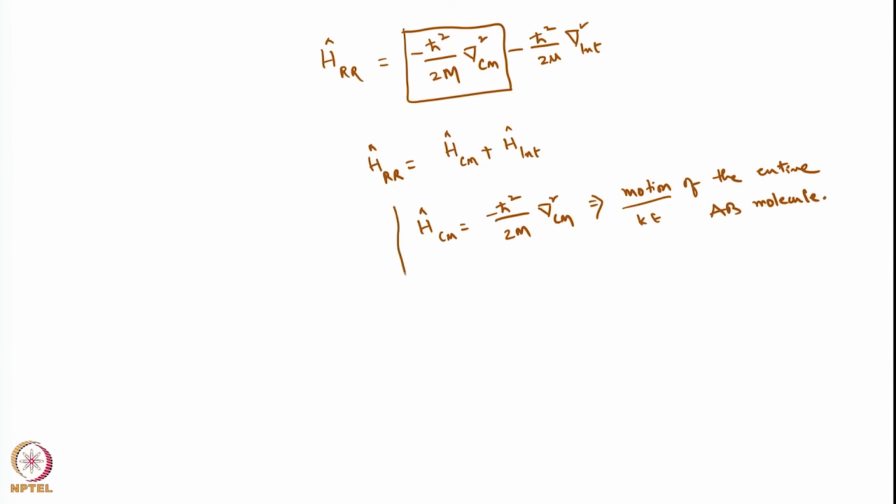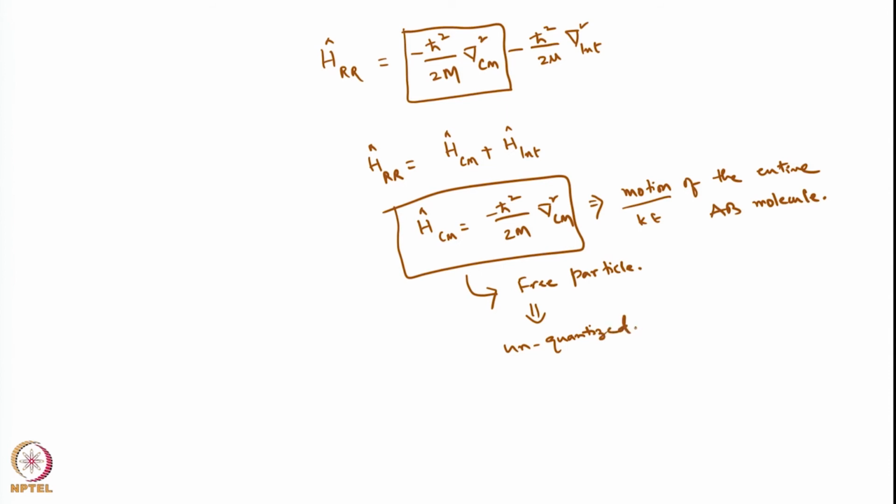Okay. Now this is just a motion of the entire AB molecule in some direction x, y, z or a linear combination thereof, and there is no potential acting on it. So essentially this leads to what is known as a free particle, and we know the free particle is unquantized. Okay. So one can think of having H_cm chi_cm is equal to E_cm chi_cm, where E is equal to h bar square k square by 2m, that is the kinetic energy.